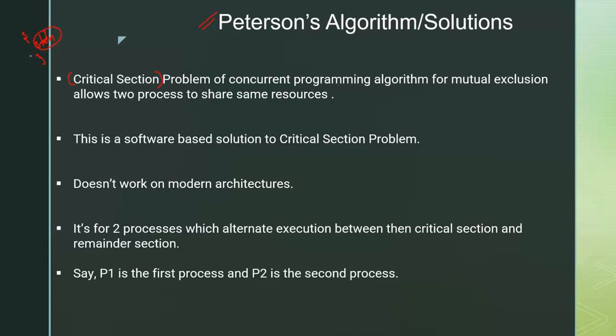So what does that mean? Say, for example, you have a keyboard, and by using this keyboard you are typing something in MS Word or MS Excel. You have opened two processes. I have a process 1, which is MS Word, and a process 2, which is MS Excel. So we have these two processes, one is MS Word and the other is MS Excel, and I have a single keyboard.